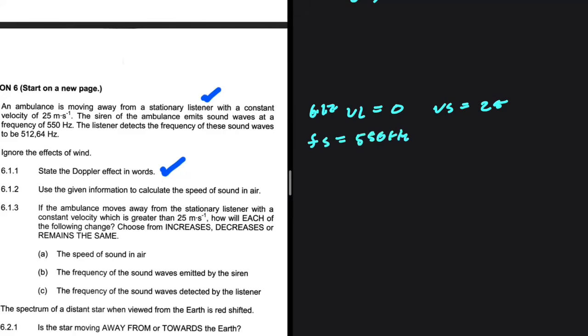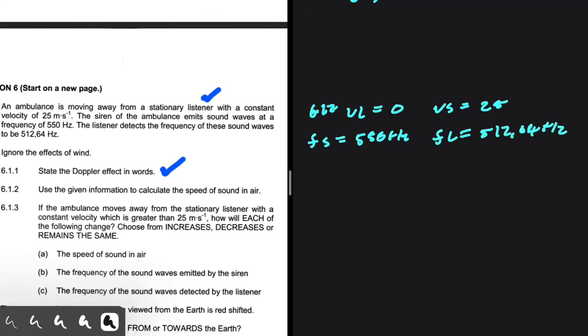The siren of the ambulance, okay, 550 Hz. Let's carry on. The listener detects the frequency of these sound waves to be 512.64 Hz. So the frequency as observed by the listener is 512.64 Hz. Okay, we are told that the ambulance is moving away. But even if the question didn't say that the ambulance is moving away, we would be able to deduce it from the mere fact that the frequency of the listener is less than that of the source.